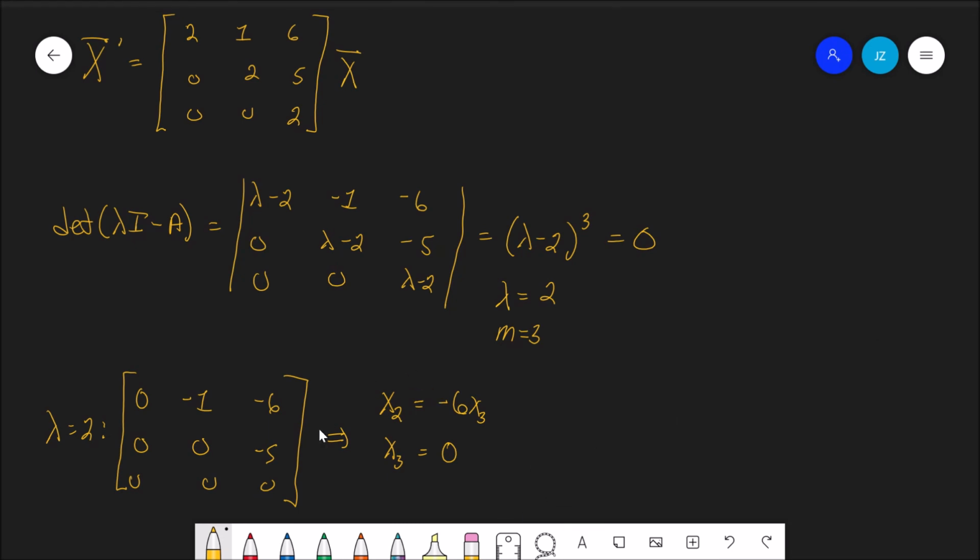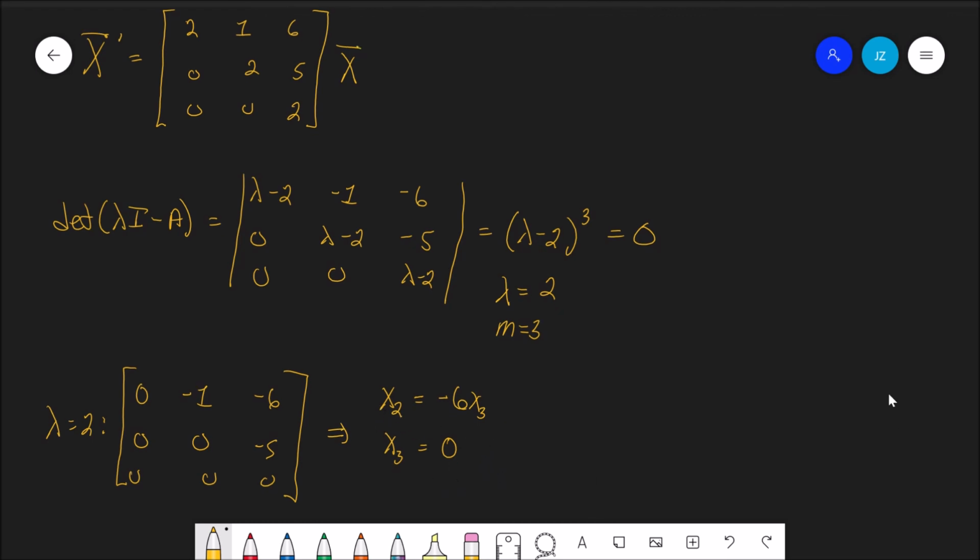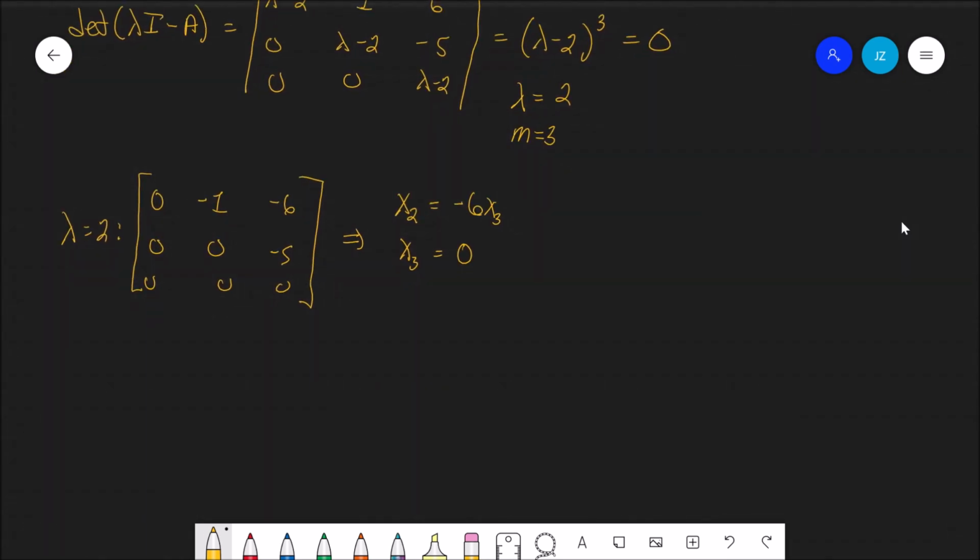This, of course, means that x1 can be any real number. Since x3 is 0, x2 is also 0. So we get an eigenvector of 1, 0, 0, which would give us phi1 is equal to (1, 0, 0) e to the 2t.